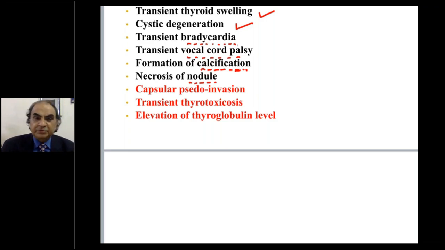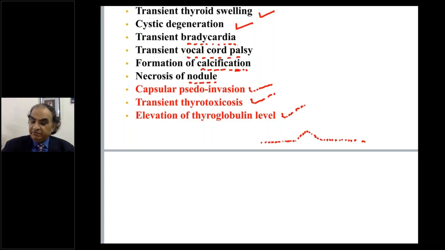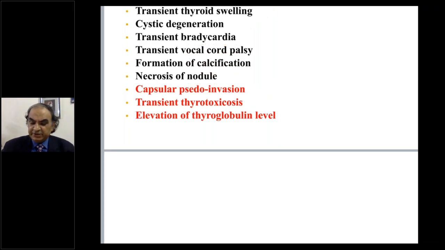You can have a capsular pseudo-invasion, and you can subsequently think you have breached the capsule. You can produce transient thyrotoxicosis, and therefore you should not do this in a patient with already established thyrotoxicosis or low TSH, because it can precipitate thyroid storm. It has happened. And of course, it can cause a false rise in thyroglobulin levels because you've breached and insulted the gland. That can give you a false baseline reading, so it may not be a very useful marker to study for recurrence prediction. But these are rare complications.